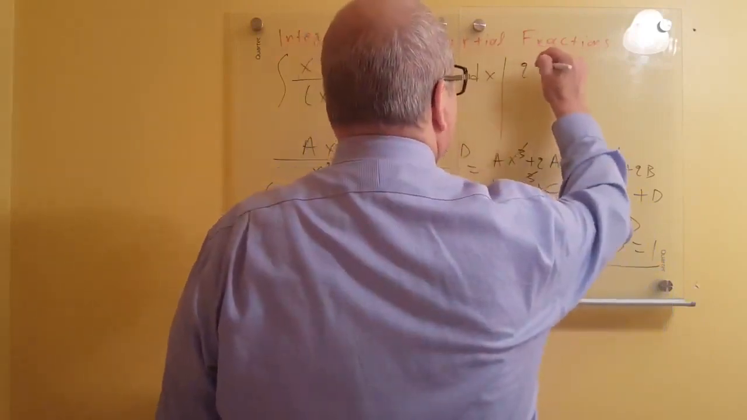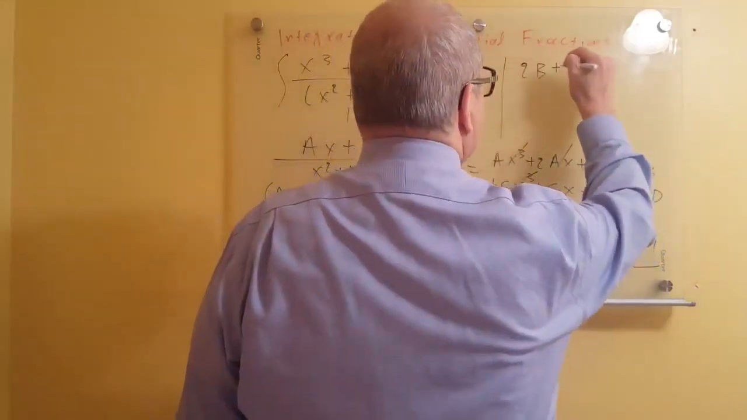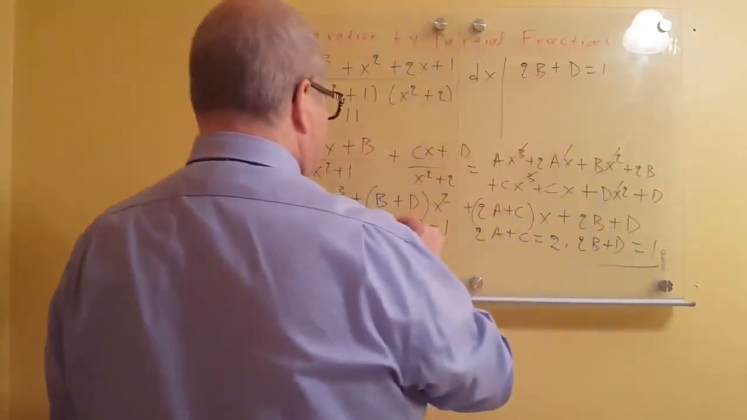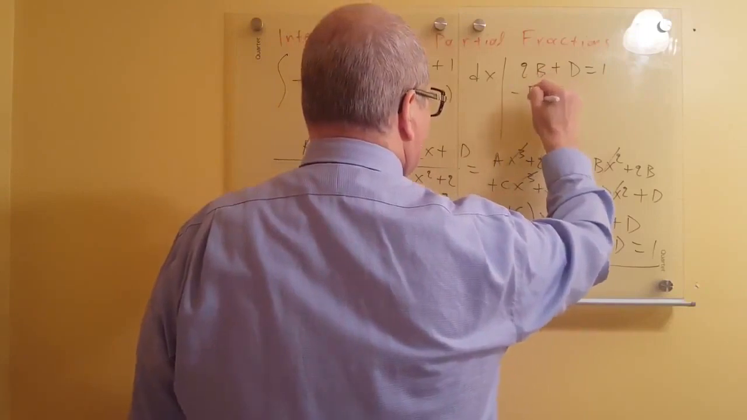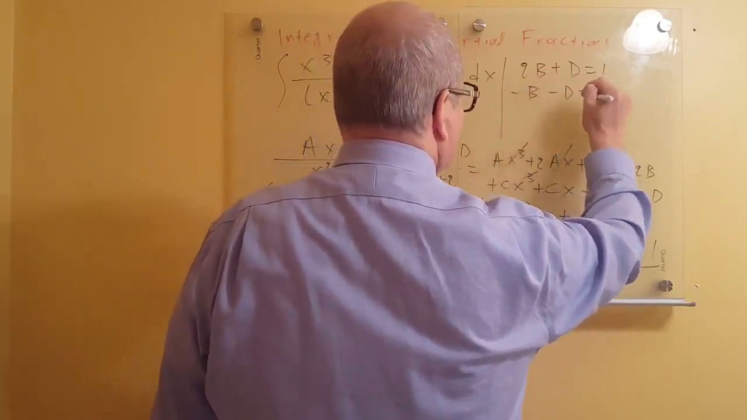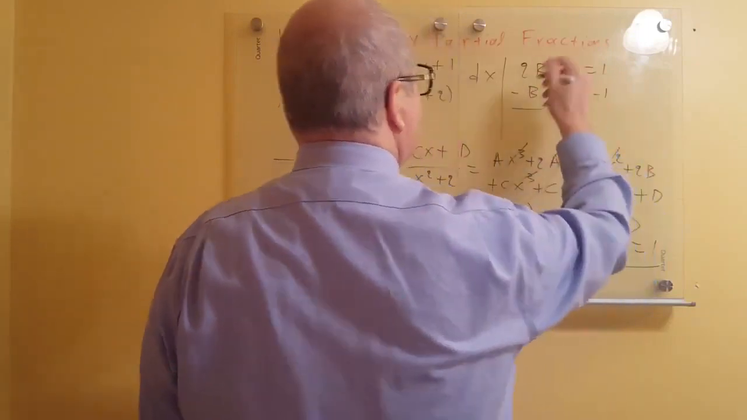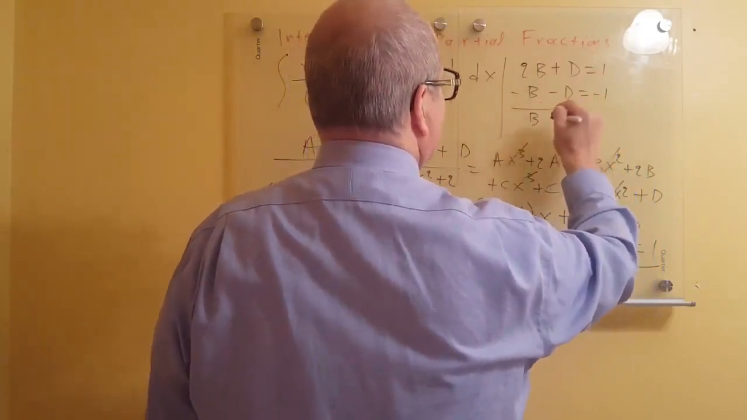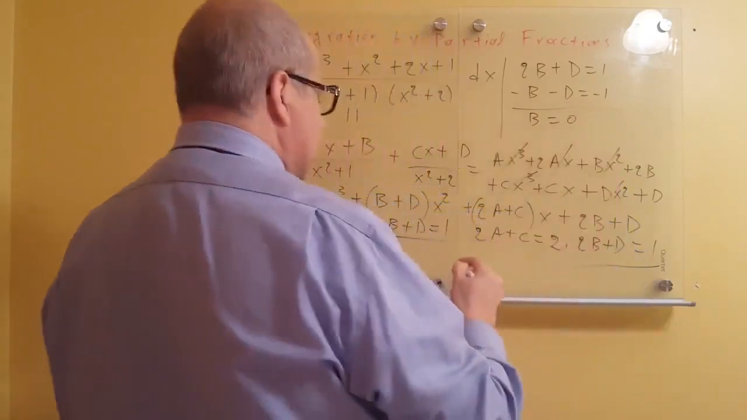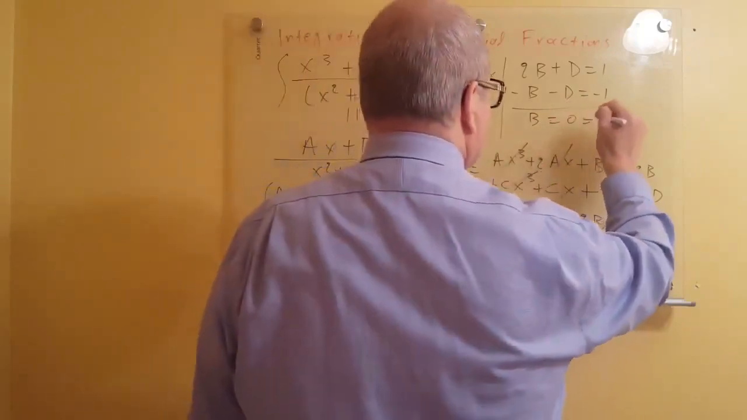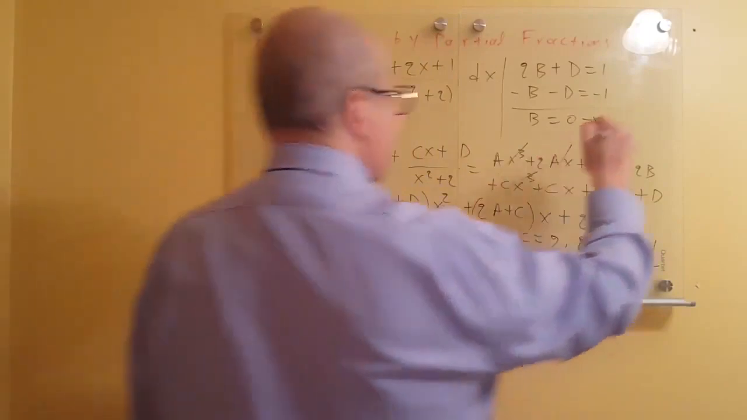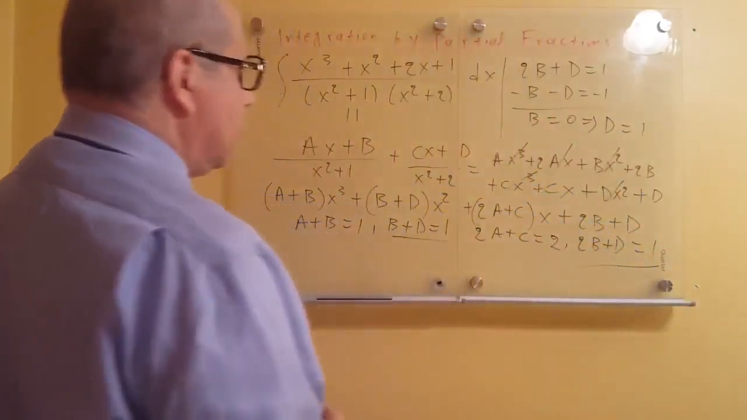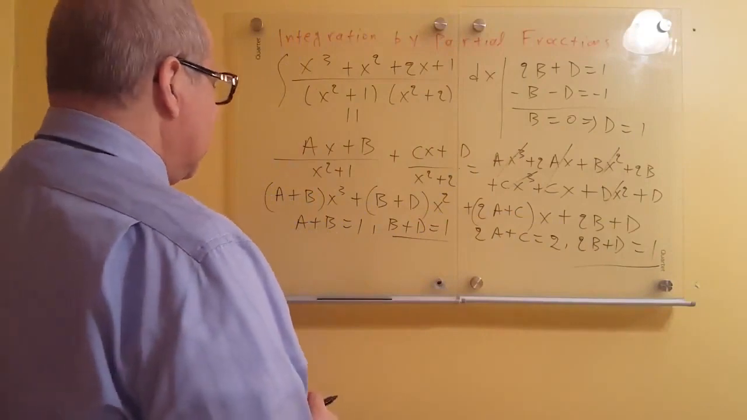So we have 2b plus d is equal to 1, and then we'll have minus b minus d is equal to minus 1. So now if you add them together, that should give you b is equal to 0. So b is equal to 0. That means that if you go here and put b equal to 0, it gives you that d is equal to 1. So we have b and d.